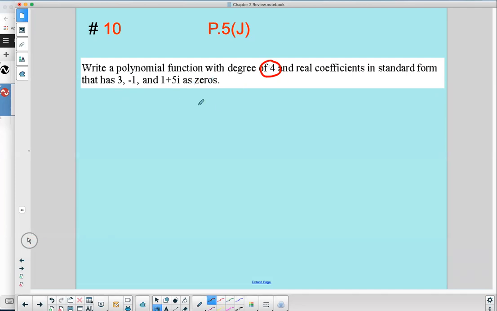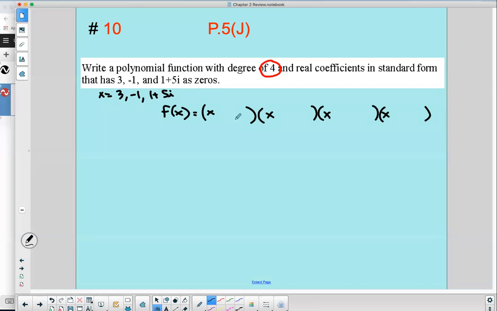Now, I'm going to just go through the algebra because we don't have multiple choice here. So here's what I know first. This polynomial function has to have 4 zeros, a degree of 4. That means I have 4 parentheses with an x in them. I will have 4 different ones. Now, they gave me 3 of the zeros. They gave me x equals 3, -1, and 1 plus 5i.